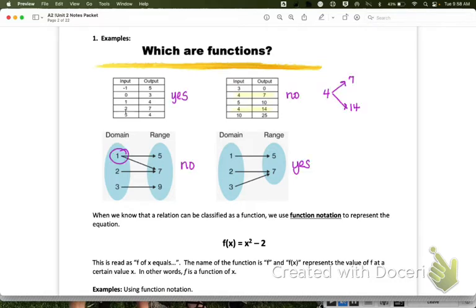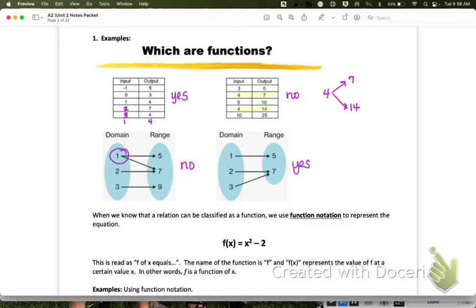Okay, so the first table, the answer is yes. I have no x values that repeat, so I don't have any that I need to be worried about. But here's where you've got to be careful, because I know some of us have trained ourselves to look for values that repeat. Just because it repeats doesn't mean it's not a function. Let's say that I added another row in the table that was 1, 4.